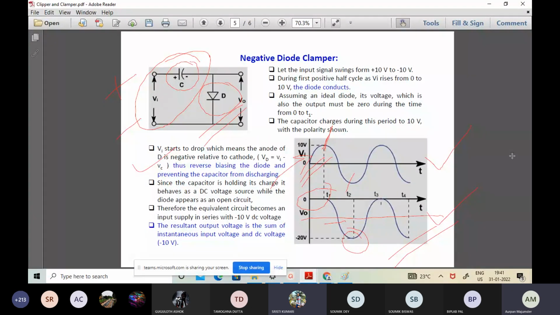That is why it's clearly mentioned over here that since the capacitor is holding its charge, it behaves as a DC voltage source while the diode appears as an open circuit. Because the factor R is open, in other words. I should not say not existent. It is more appropriate to say factor R is open in this circuit operation. It is a very ideal kind of scenario. We have simply disregarded R.